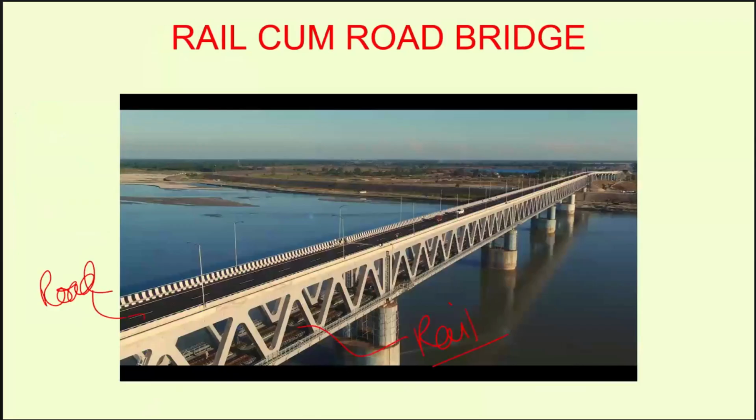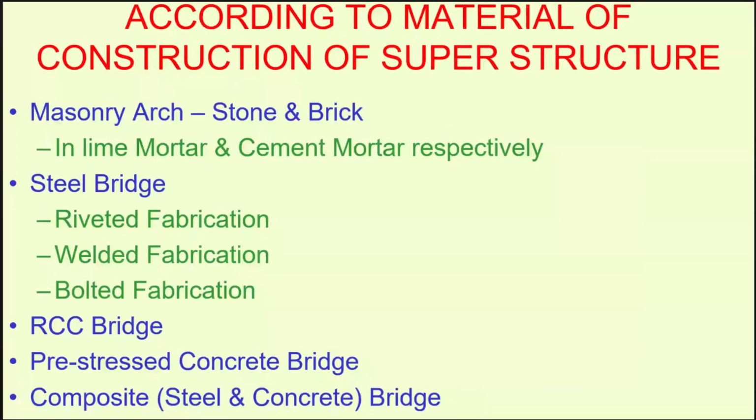This is a typical example of a foot over bridge in the railway premises. According to the material of construction of the superstructure, we can decide or classify the bridges. It can be a masonry bridge, it can be arch, stone masonry arch bridges, or brick masonry arch bridges. Then the masonry can be with lime mortar or cement mortar.